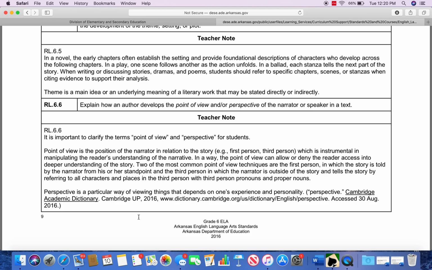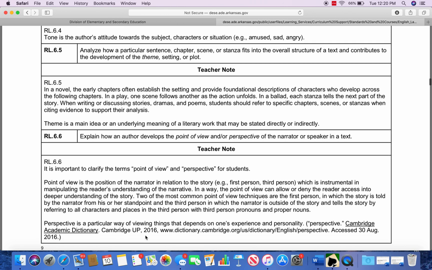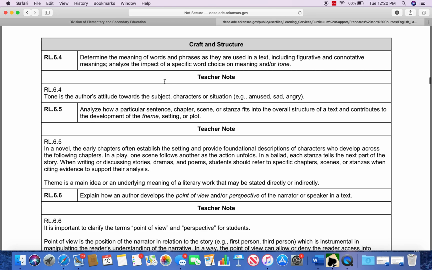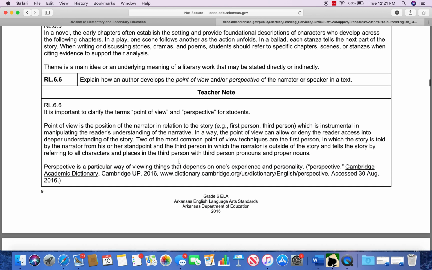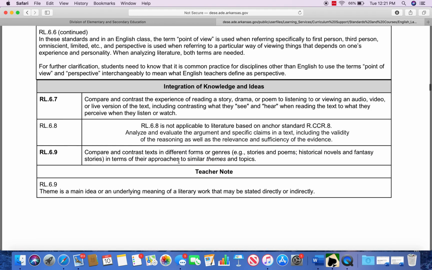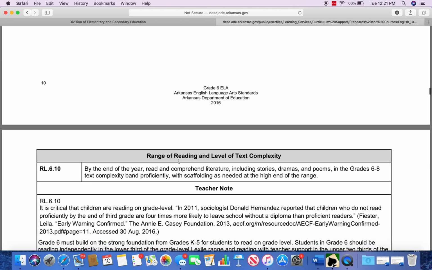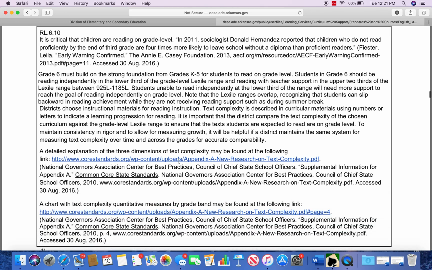And that's where going to the place before you open the standards, do you remember I told you there were resources available? So you could go to the resources and find some ideas for activities that you could use in teaching craft and structure when reading literature. Okay, so that is how you use the standards, and this is just reading literature.